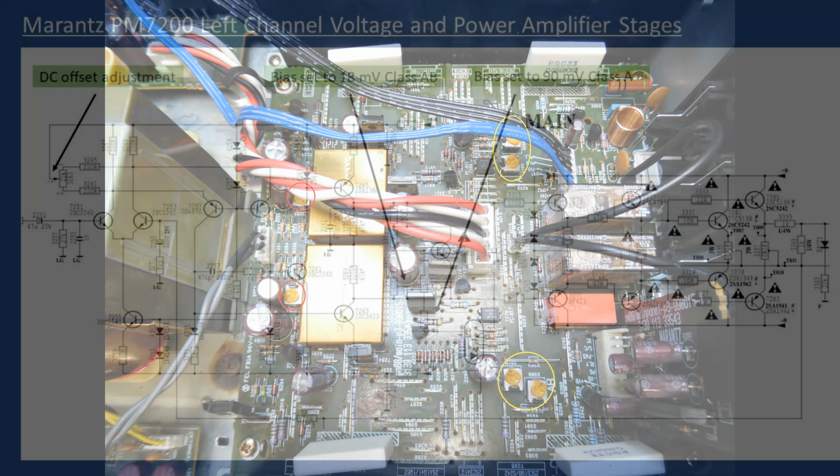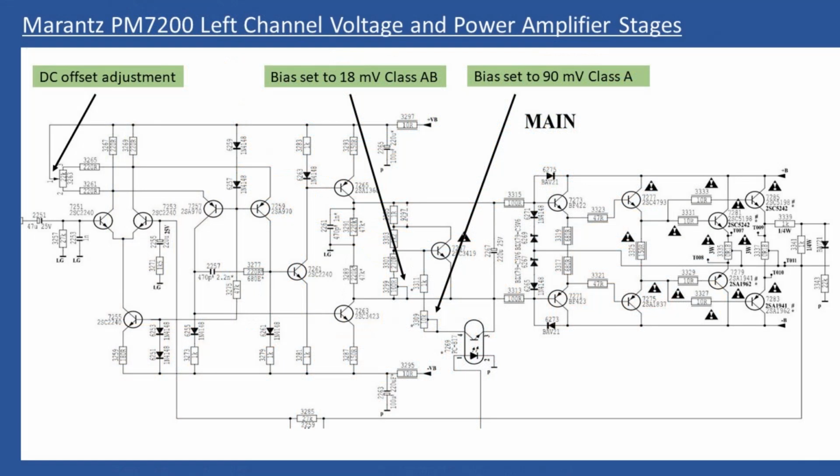And what I've done here is I've just provided an extract from the service manual. And you can see here what I was referring to before. So this is the DC offset. So you really need to get that down to 0 millivolts or as close as you possibly can.